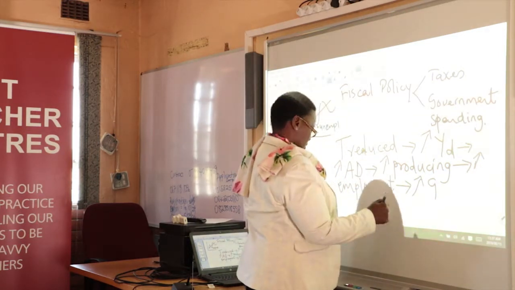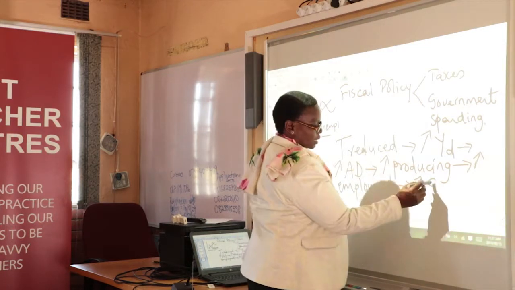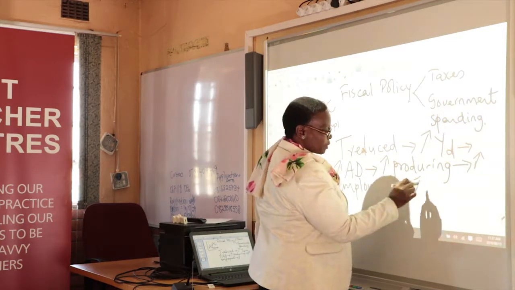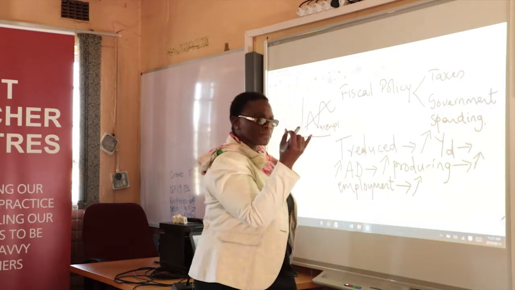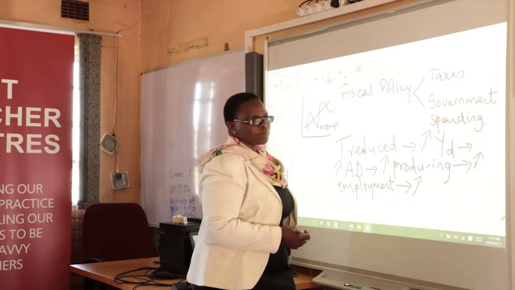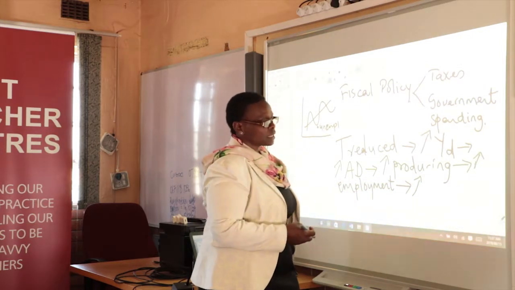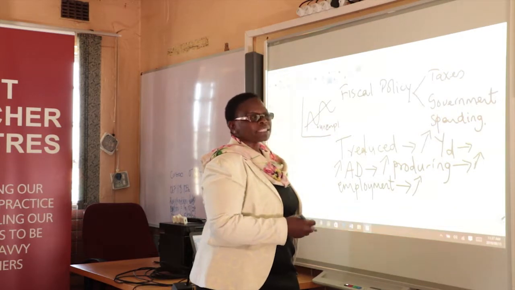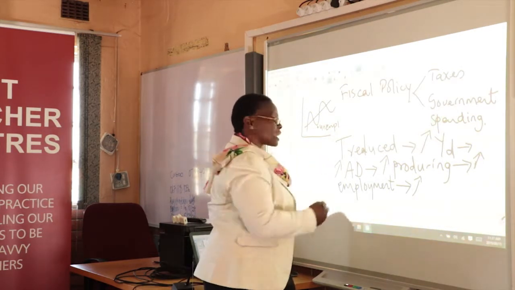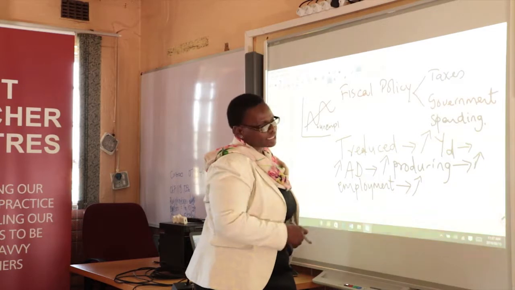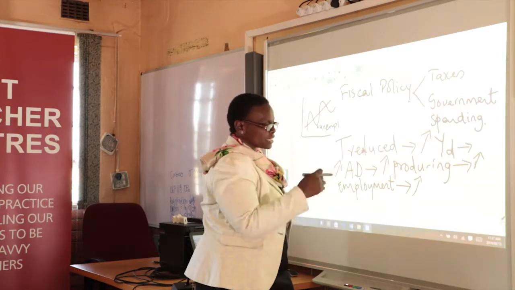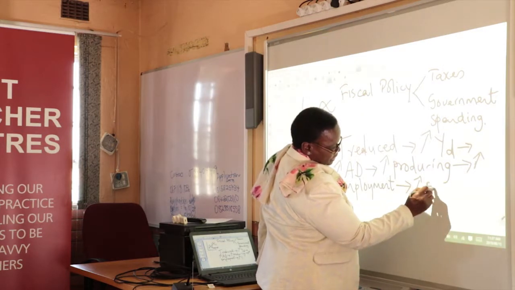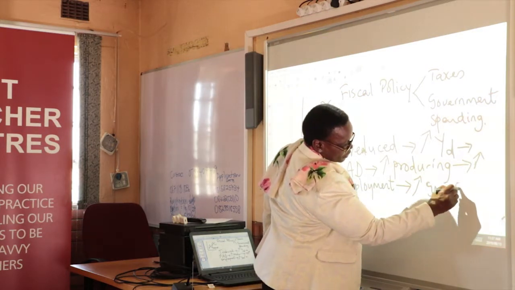Why? Because people are working, they pay personal income tax. Businesses are making good profits. They are paying corporate tax to the government. People are spending, there's an increase in aggregate spending. They are paying indirect taxes like VAT and so on. So there would be an increase in government revenue.